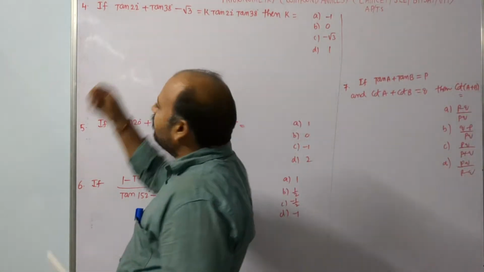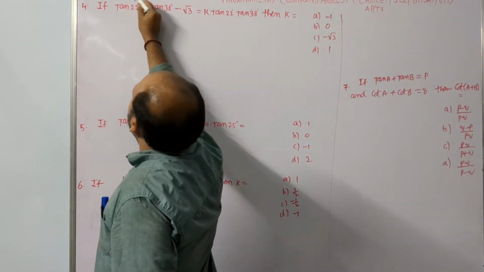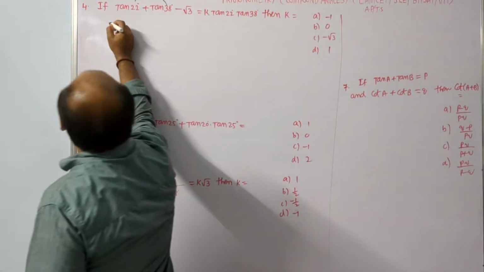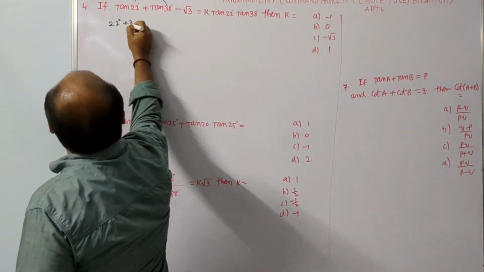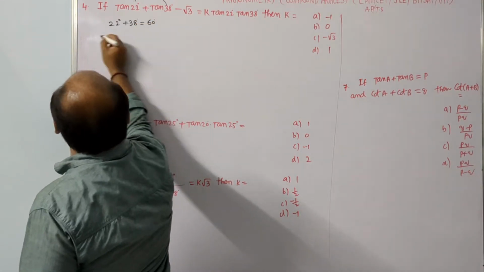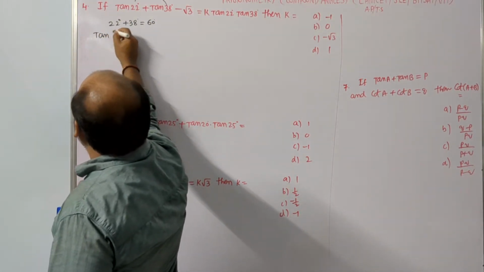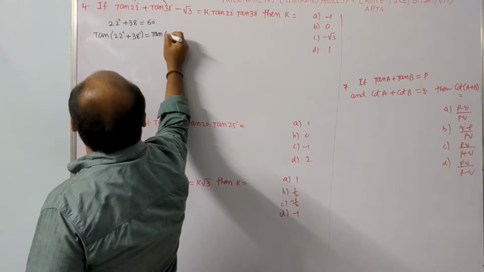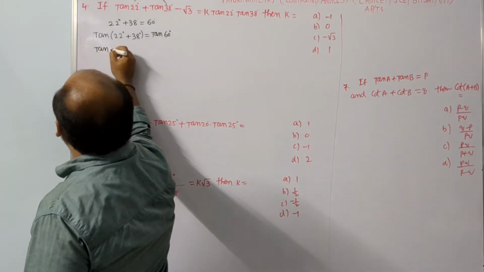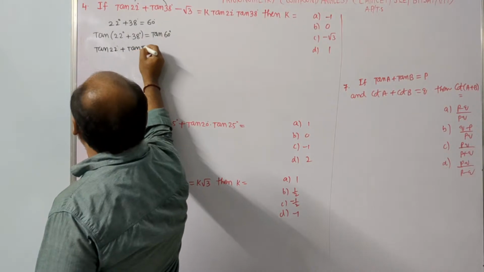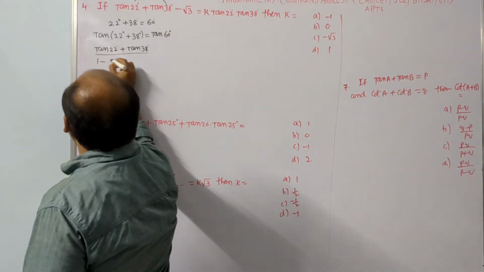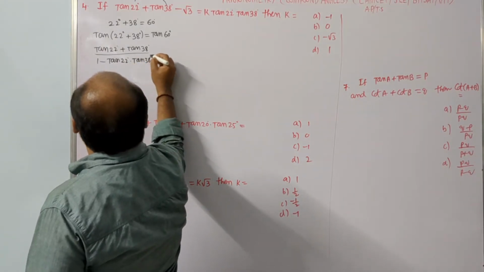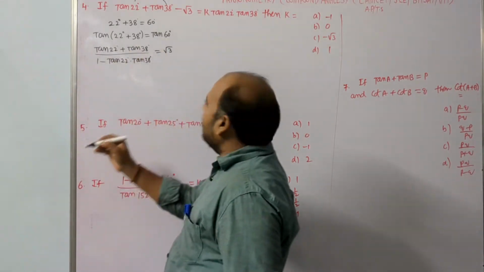See question number 4. 22 plus 38 is equal to 60 only. So now 22 degrees plus 38 degrees is equal to 60 degrees. Here the tan function is there, so take tan on both sides. Tan of 22 degrees plus 38 degrees is equal to tan 60 degrees. So by the tan of A plus B formula, tan 22 plus tan 38 degrees divided by 1 minus tan 22 degrees into tan 38 degrees is equal to tan 60, which is root 3.